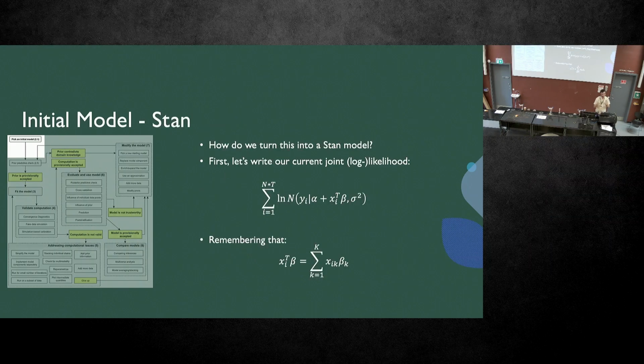Now, how do we take this observation, this likelihood, and turn that into something that we estimate in Stan? So the first thing to do is, well, let's just write out our data log likelihood. So we have here a normal distribution. So for each observation, we have the intercept of our linear regression. We have our vector of covariates here, so time, treatment, the interaction. We have the coefficient for each of our covariates. And we also have our residual variance here.